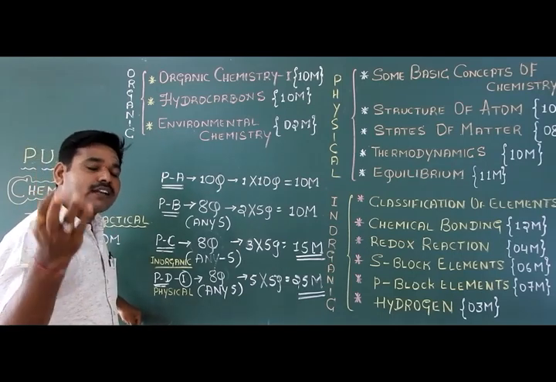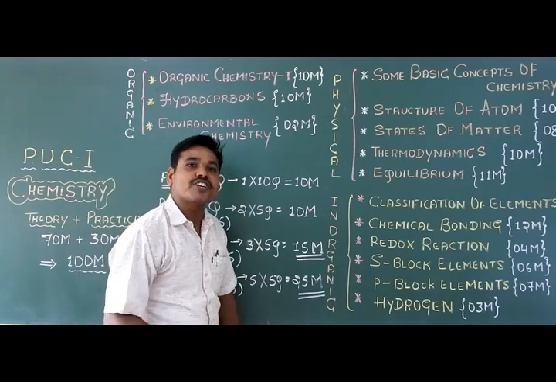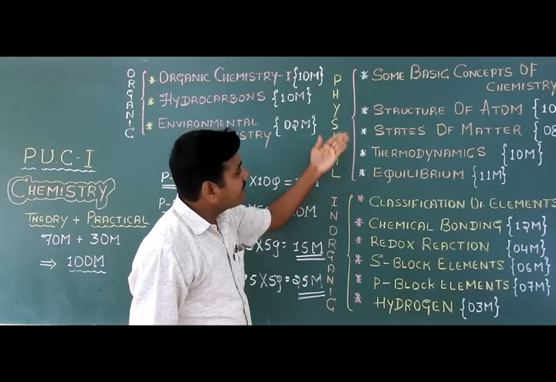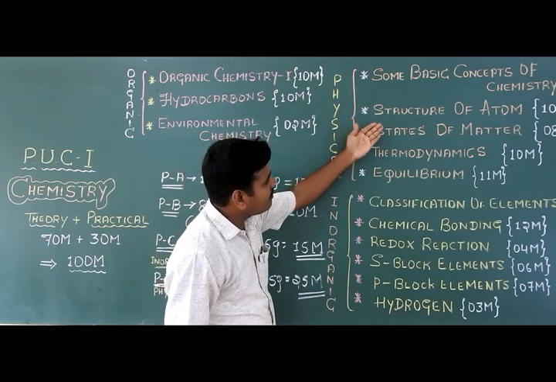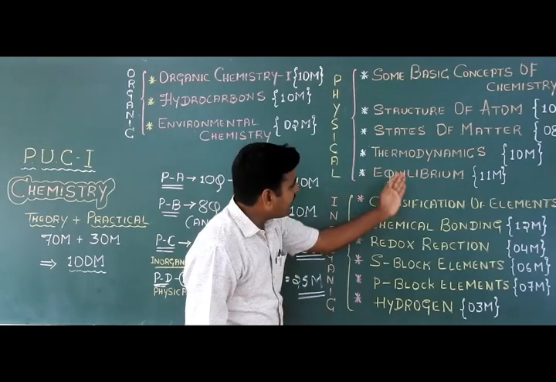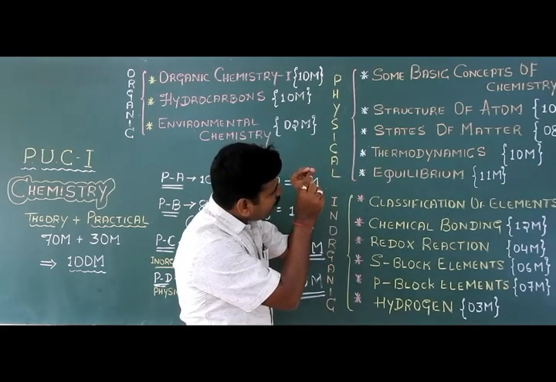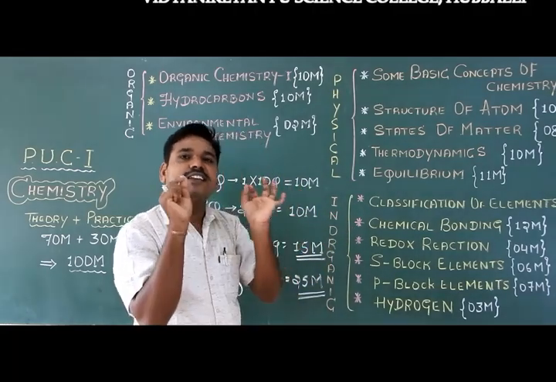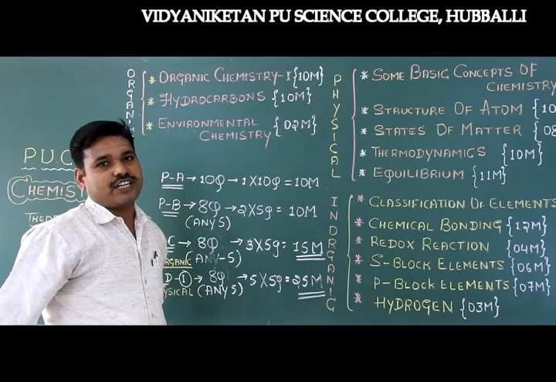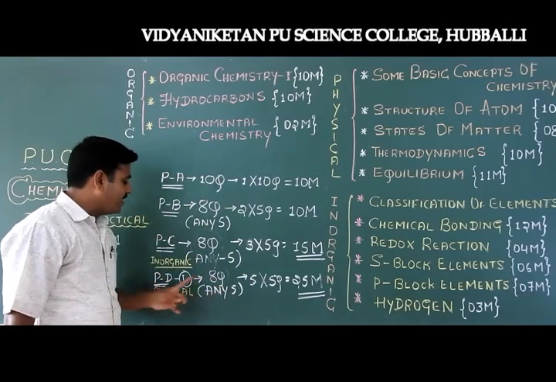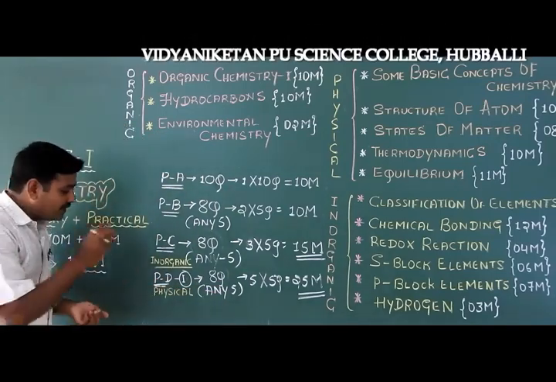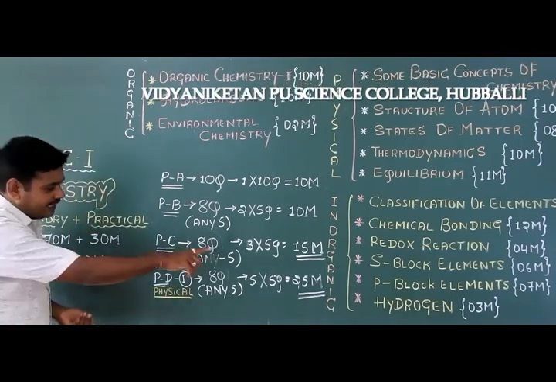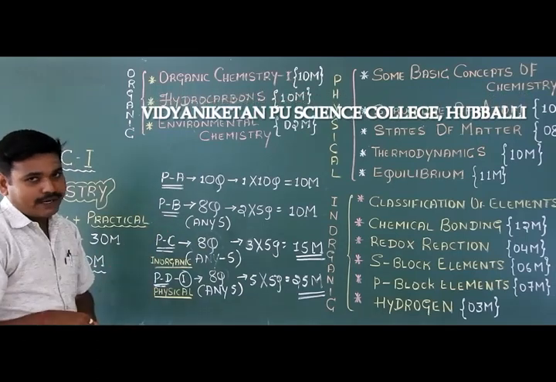And already you know what lessons come under the physical section. All these 5 lessons come under physical chemistry: some basic concepts of chemistry, structure of atom, states of matter, thermodynamics and equilibrium. Only based on these 5 chapters they will frame 8 questions in part D1, and out of 8 questions you have to answer any 5 in part D1, students. Please remember this part C and part D carefully. The weightage of this part D1 is 25 marks.